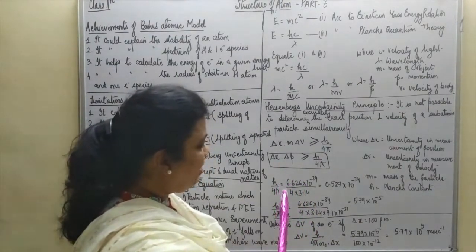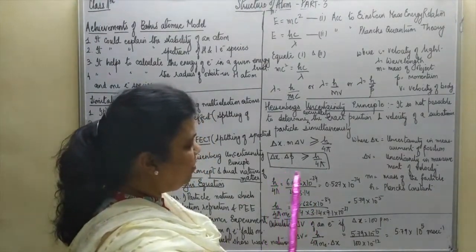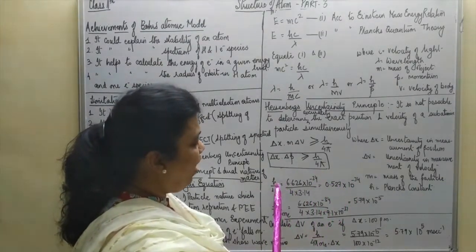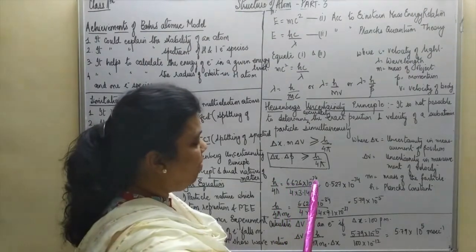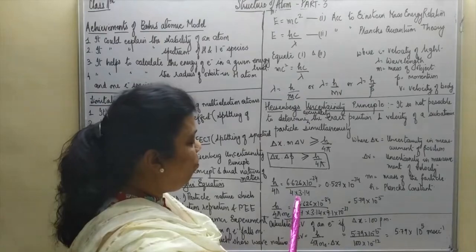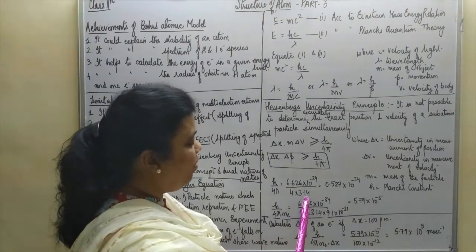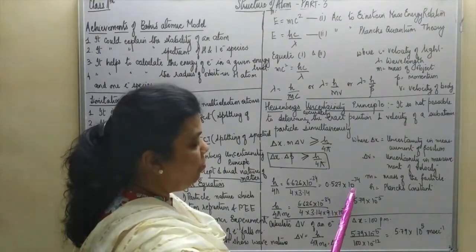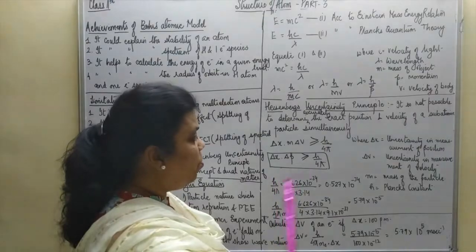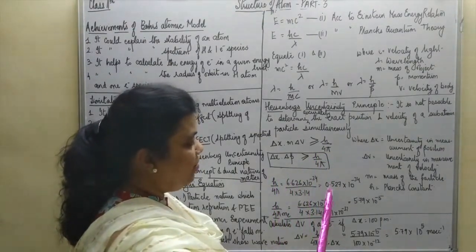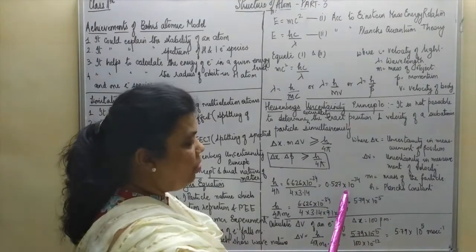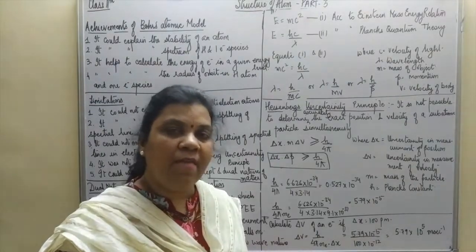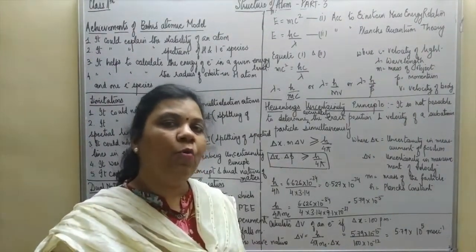So this h upon 4 pi, to simplify your calculation, you can learn this value. h is 6.626 into 10 to the power minus 34 divided by 4 into pi value, which is 3.14. So when you solve for this, you get 0.527 into 10 to the power minus 34. So this h upon 4 pi has a value of 0.527 into 10 to the power minus 34. If you memorize this value, it will save your calculation time and there will be no error in your calculation.